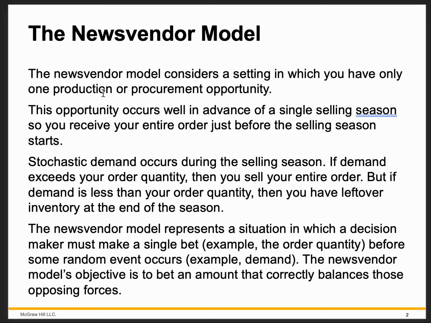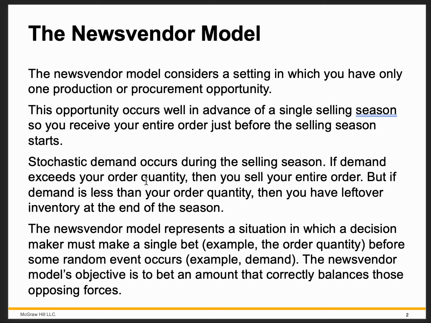And the demand during the selling season is not something that we know. Going back to the newsvendor, they might have a decent idea of how many newspapers they can sell, but they don't know exactly. So demand is considered to be stochastic. That's the word for it. Now, the opportunity to procure your item, whatever item you're selling, occurs well in advance of the single selling season. So you have to make a decision blind. Stochastic demand occurs during the selling season, so you don't know exactly what your demand is.